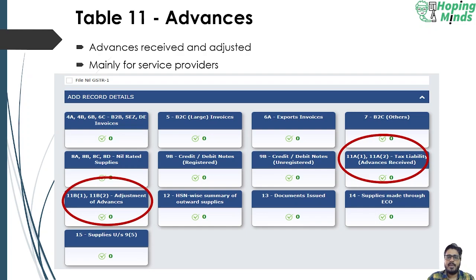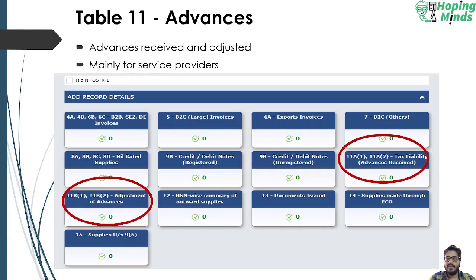So next is table 11, that is for advances. Under this table, details of advances are required to be disclosed. In case of services, GST is also applicable on advances. Say, if I am a service provider and I have received an advance of rupees 5 lakhs, then I have to remit GST on such 5 lakhs and disclose the same in this table 11 of the GSTR-1.